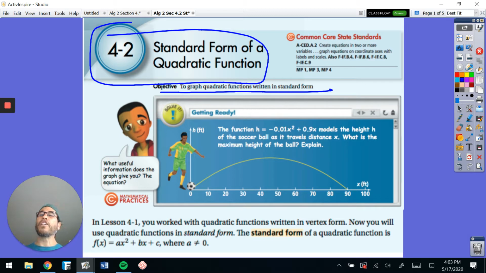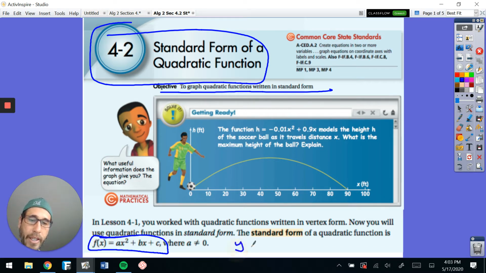Hopefully you have a good idea of how to graph these now. Hopefully you have a good idea of how to get these in vertex form. But now we deal with a quadratic function in standard form. Okay, and the quadratic function in standard form takes on this. So please write that down.